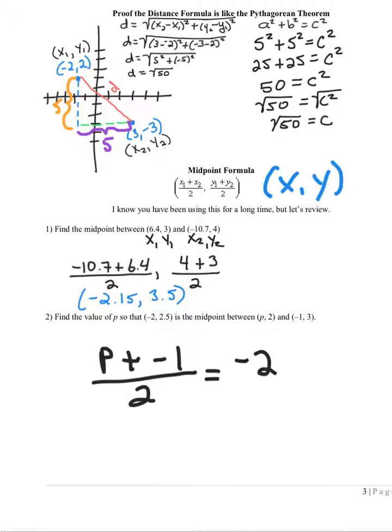So here you see we have these points, and I'm using P from the first point, and I'm adding to it the -1 for the value for x from the second point. And I'm dividing by 2. The result that I should get is the x value for the midpoint, which is the -2 here. So what I'm going to do now is I'm going to solve for P.